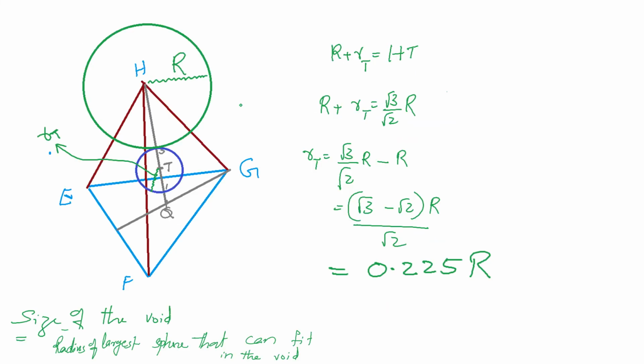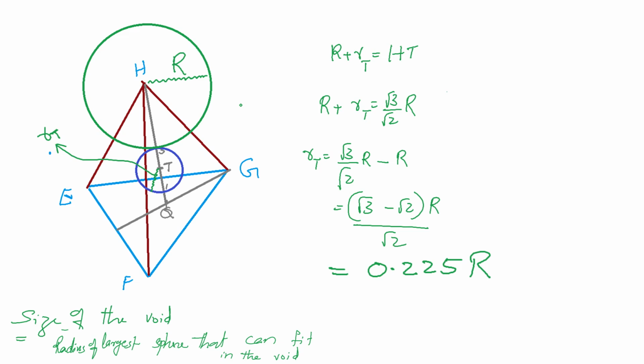Now you can see the tetrahedral void with T as the centroid. So we know that at the vertices H, E, F, and G, spheres are there, the atoms that make up the crystal unit cell.